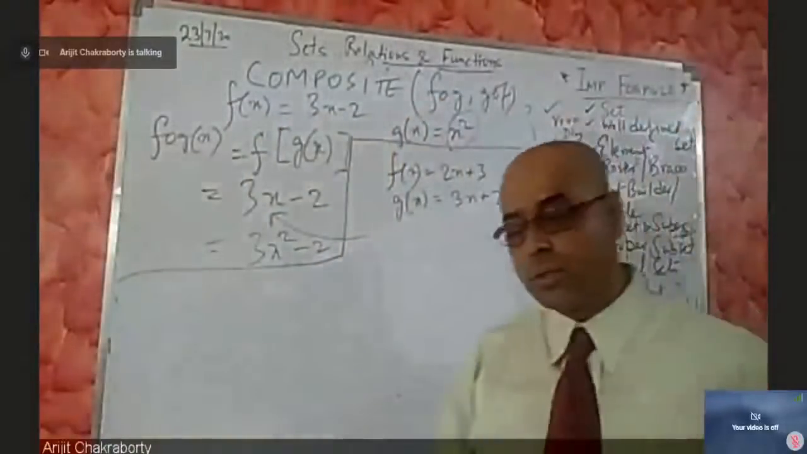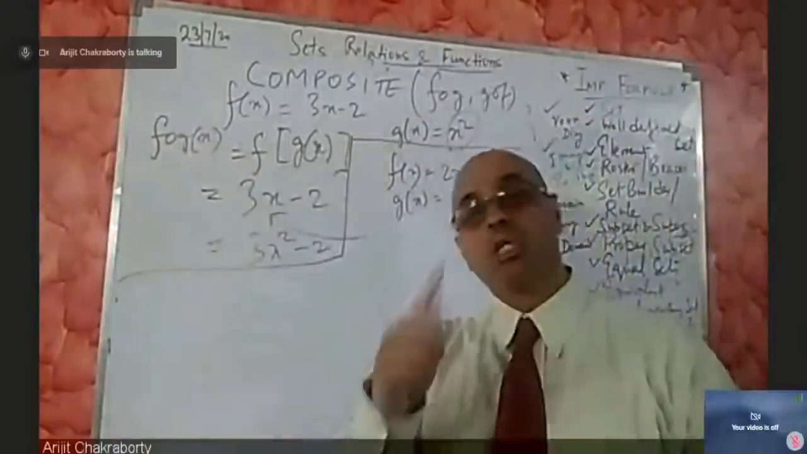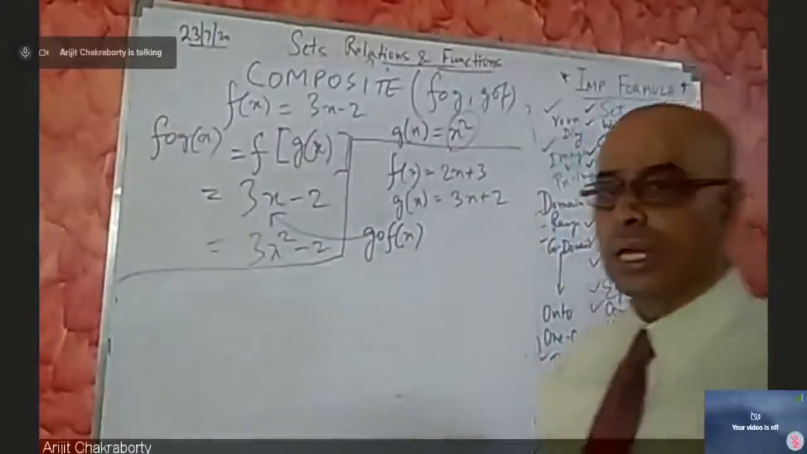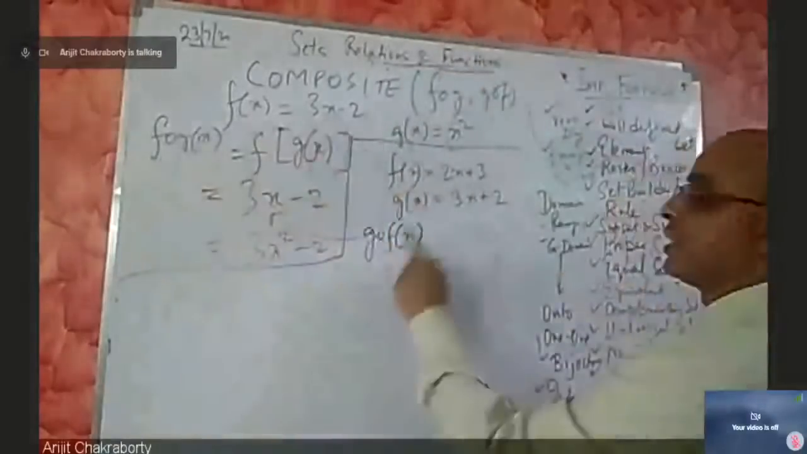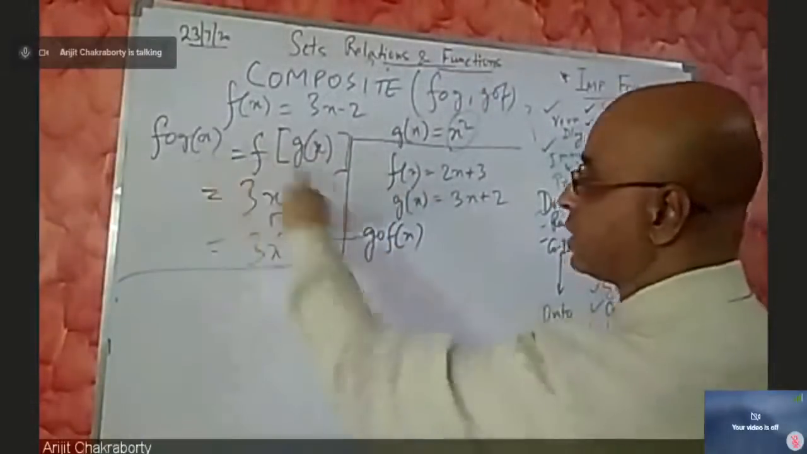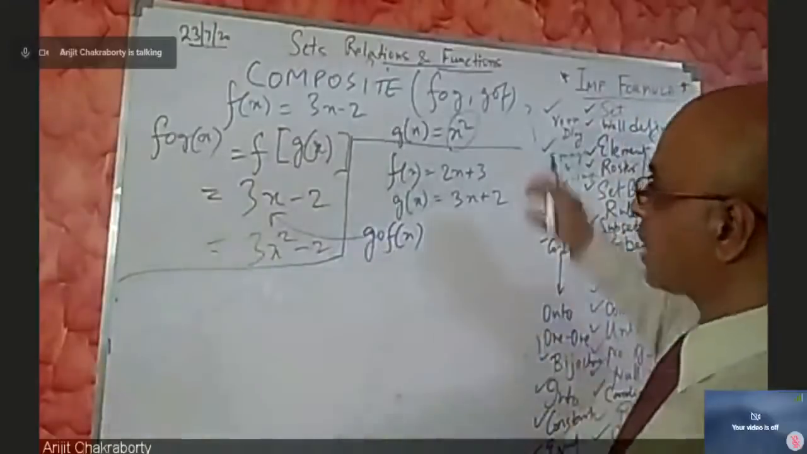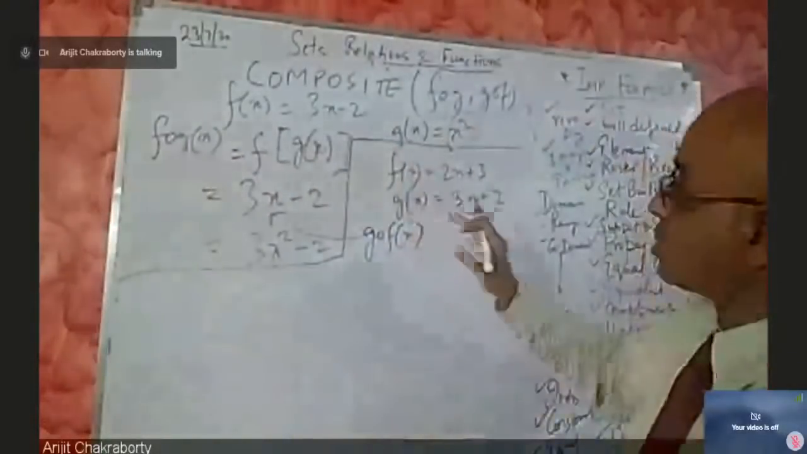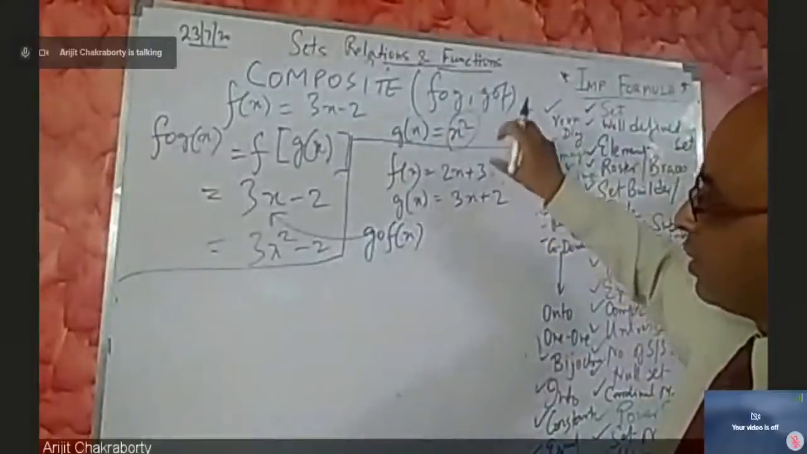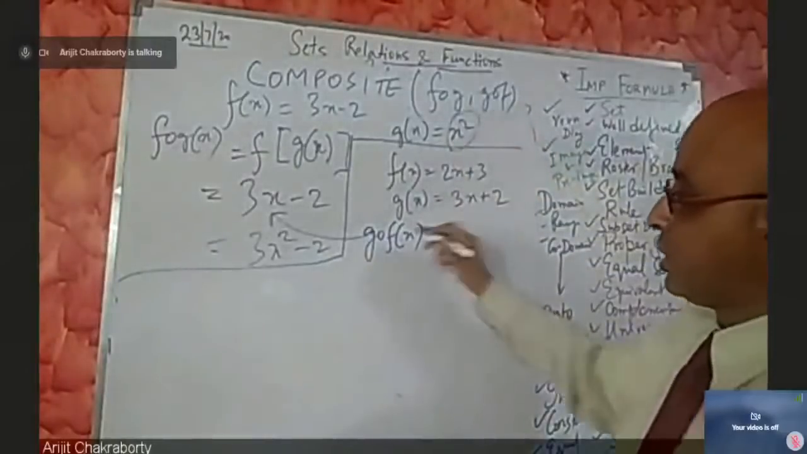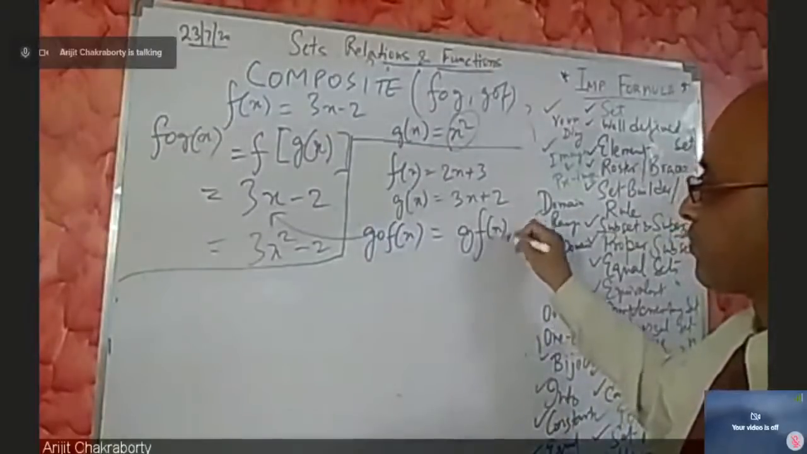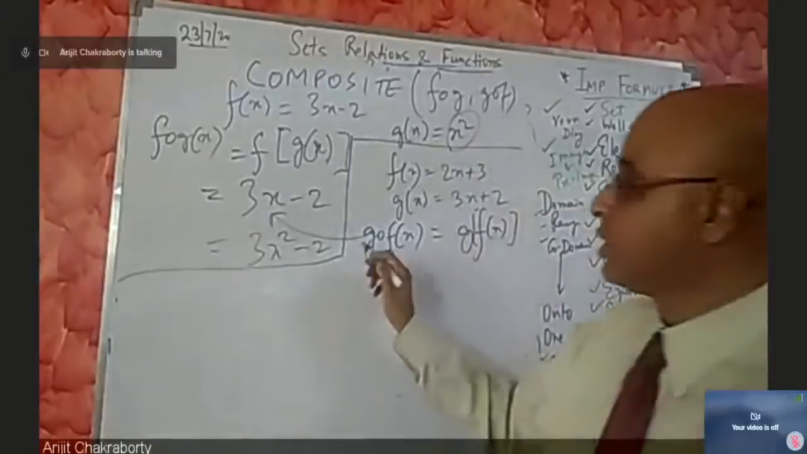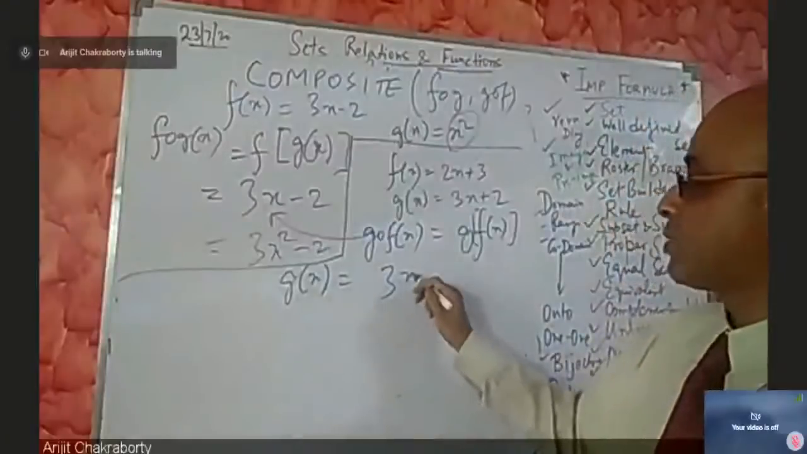So we have to find out, this was f o g, now we will do g o f, f o g opposite, g o f. It was f of g x, it is now g of f x. That means I will put f x into g x. So I will take f x and put it into g x. Now actual g x is what? g x is 3x plus 2.